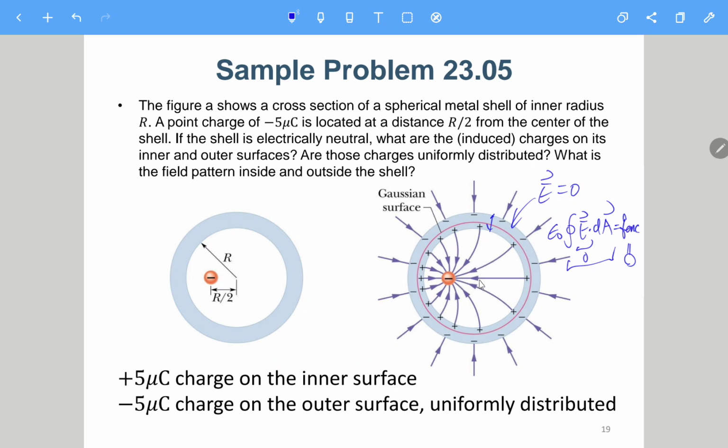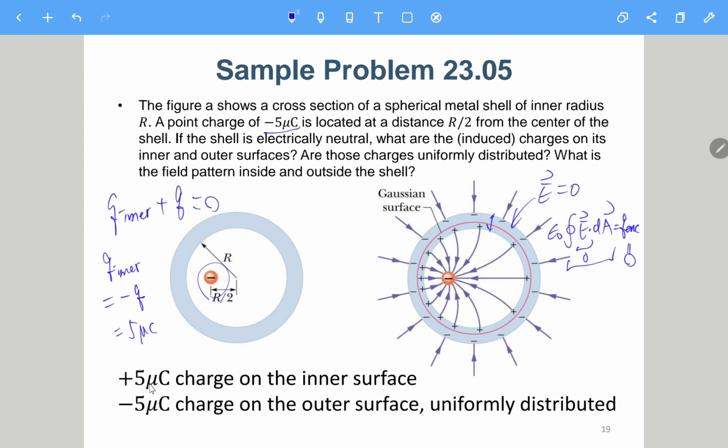So here we can see Q enclosed should include, of course, this negative charge, and also the charge on the inner surface. So Q inner plus this point charge, let's call it Q, should be 0, which means that Q inner should be negative Q, which is 5 μC.